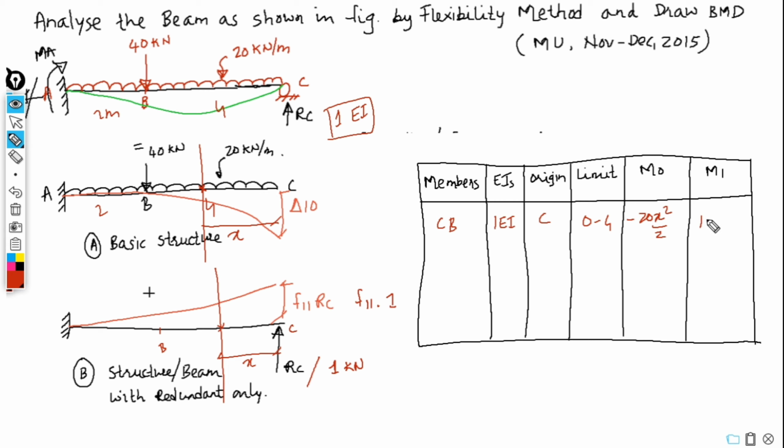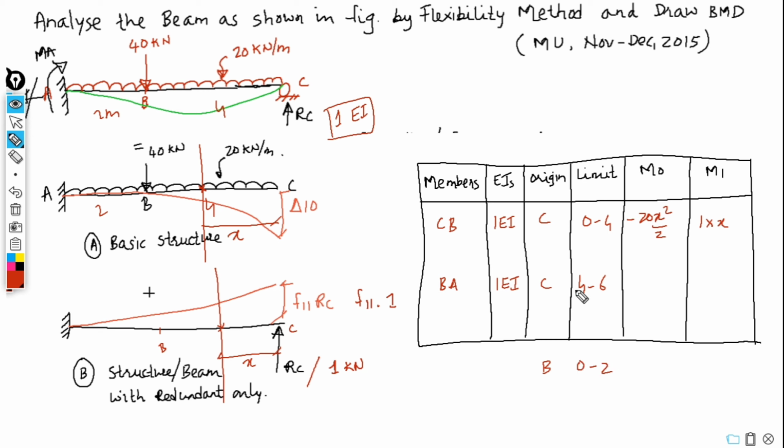Next member we have is BA. For B also the EI is constant, 1 EI. You can take origin as C. So when you have taken origin as C, B lies at 4 and A lies at 6 meter. So the limit will be 4 to 6. If you are taking B as origin, let's take this example also. If you are taking B as origin, B lies at 0 and A at 2. So in that case 0 to 2. So here we will take C as origin.